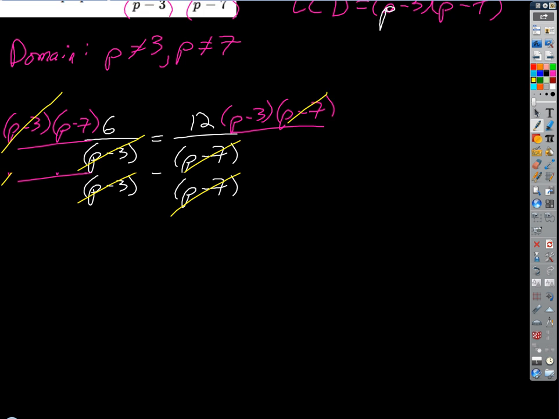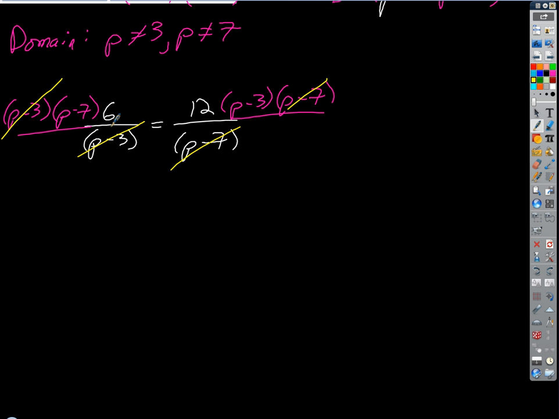And so we end up with, on this side, if I distribute the 6 all the way through, don't I just get 6P minus 42? On this side, if I distribute the 12, I get 12P minus 36, and that's pretty easy to solve now, right? So what do we do to solve that? Subtract 6P. Okay, good. I'll push the P's over to the right so I get a positive number of them. Good.